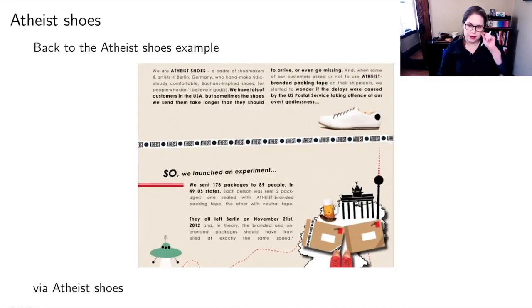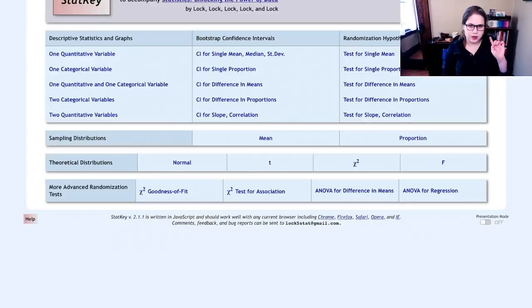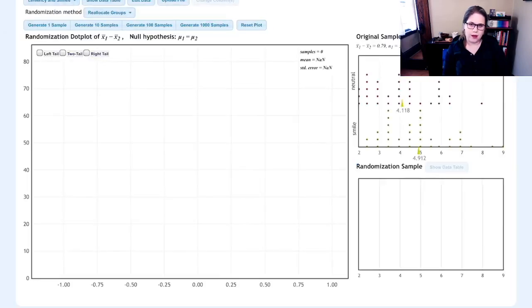So I'm going to go back to my example about the atheist shoes. Remember, they ran that experiment. They sent out 2 packages each to 89 people, and they looked to see how long it took them to arrive. So let's go to StatKey and just remind ourselves what the randomization distribution looked like for that example. So I'm going to go to randomization hypothesis tests, test for difference in means. And since this data set doesn't come in StatKey, I'm going to need to upload the data.